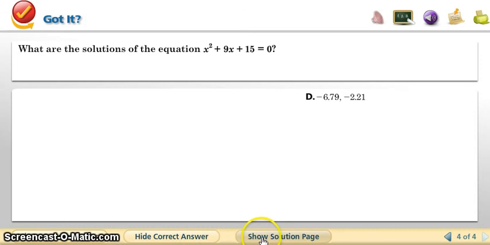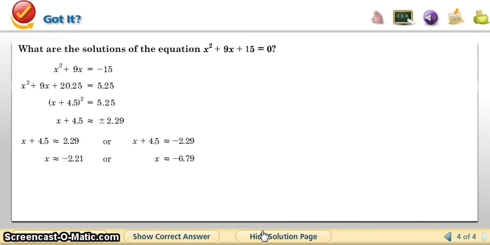The correct answer to this is negative 6.79 and negative 2.21. And this is how you're going to solve it. Okay, you subtract the 15 from both sides. You complete the square. Now, what is very unfortunate about this one, what makes this one so much more difficult, is that when you divide 9 by 2, that's your b divided by 2, you get 4.5, and then when you square it, you get 20.25. So we're dealing with a lot of decimals here that traditionally you don't deal with a lot. So you're going to have to get used to seeing those decimals.